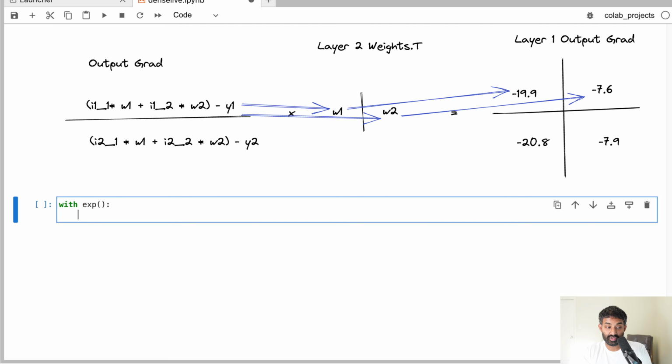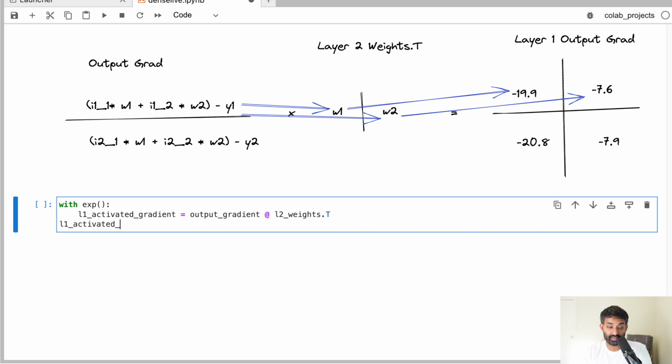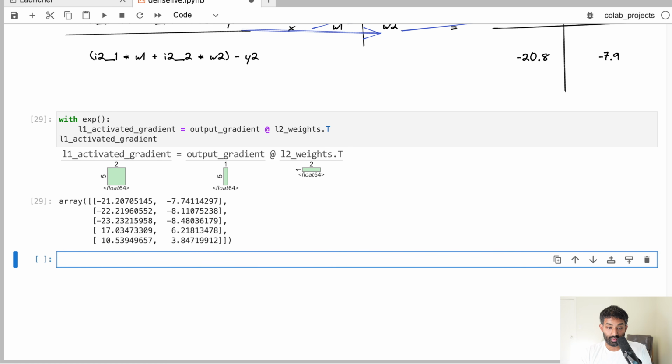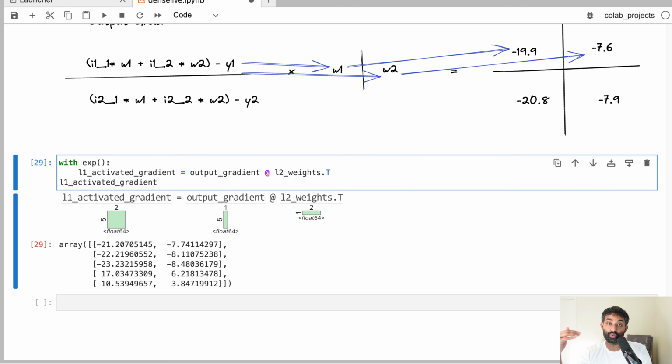So we'll say with exp, the L1 activated gradient equals the output gradient times the L2 weights, but transposed. And this ensures that we multiply each row of the output by each column of the weights. Okay, so let's take a look at our L1 activated gradient. All right, so you can see we took a 5 by 1 matrix, the outputs, and we multiplied by a 1 by 2 matrix, the weights, and we ended up with a 5 by 2, which is the gradient with respect to the outputs of layer 1.